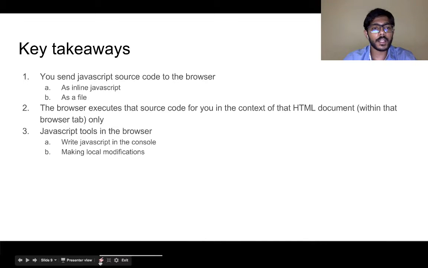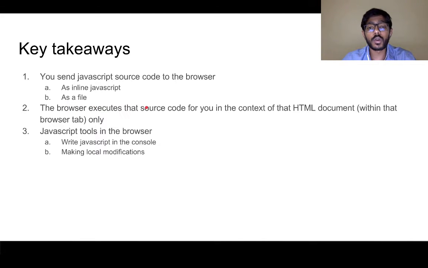The main things that we looked at in this module was that we can send JavaScript source code to the browser, which the browser will execute for us. The JavaScript can be inline JavaScript, meaning it can be embedded inside the HTML document, or it can be a separate file. The browser executes that source code only in the context of the HTML document that loaded the JavaScript. So JavaScript from one HTML document cannot affect the JavaScript of another HTML document, which might be in a different tab on your browser or a different window in your browser.